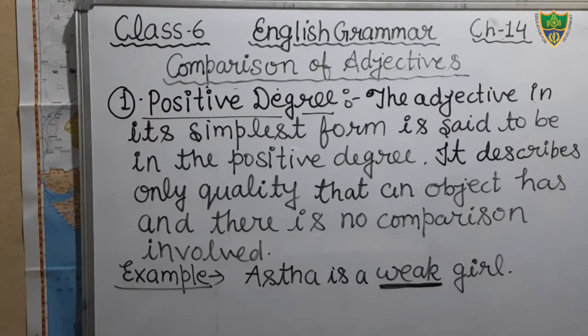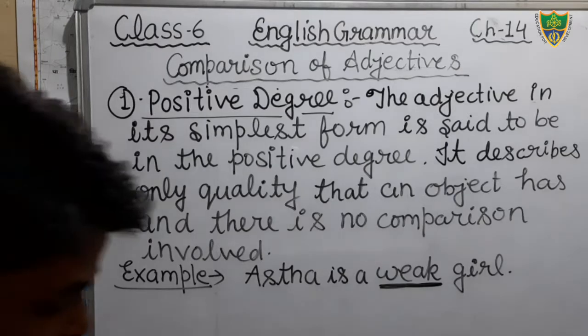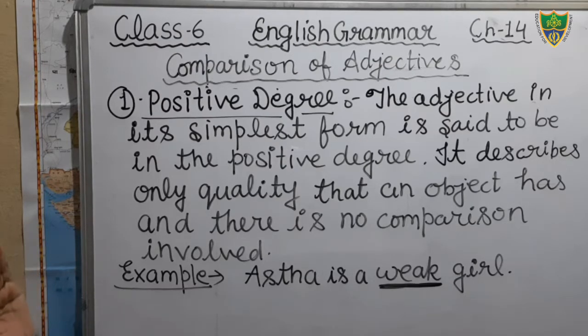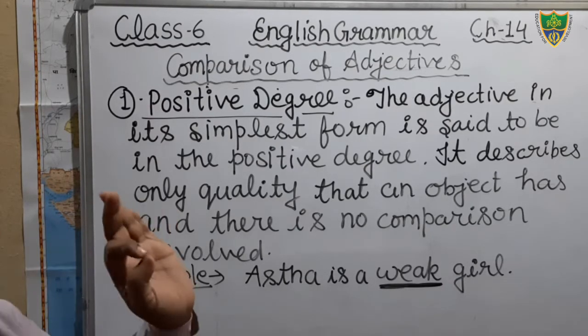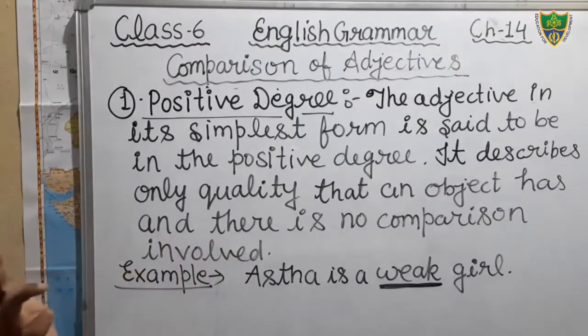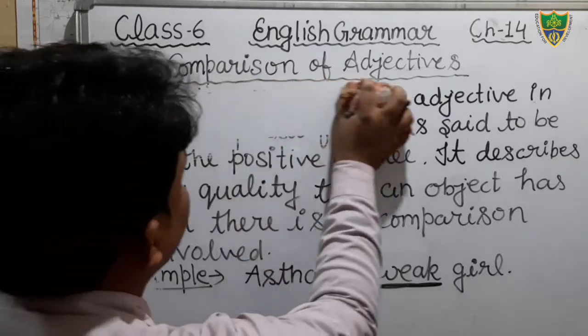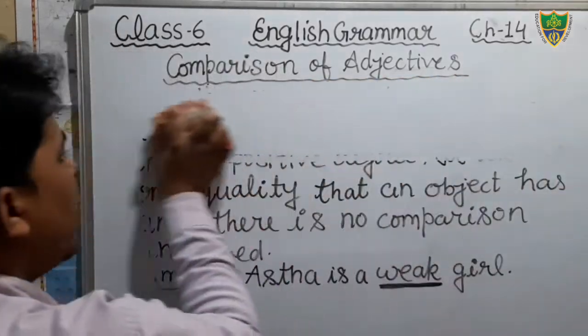I hope that you all have understood what is positive degree. And come to the next form, that is comparative degree. Okay students, you write it in your notebook and I'm going to erase it. It is the simplest form of adjective and it describes the quality that an object has, and there is no comparison involved. Keep in your mind. And come to the next degree, that is comparative degree.